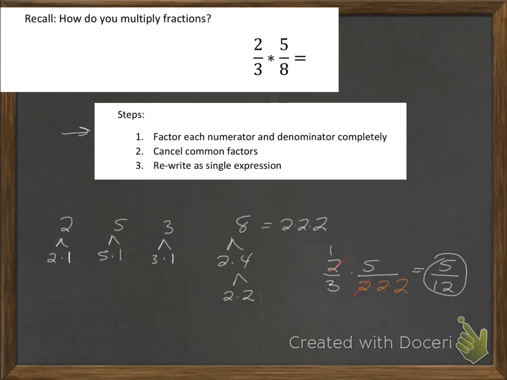So again, when we work with polynomials, we need to factor our numerators and denominators first before we multiply across. And the reason we do this factorization is so that we can cancel any common factors, and then we can rewrite it as a single expression. So again, this is just trying to connect existing knowledge. Hopefully you remember how to multiply fractions, connect that to new information, which is multiplying or dividing polynomials.